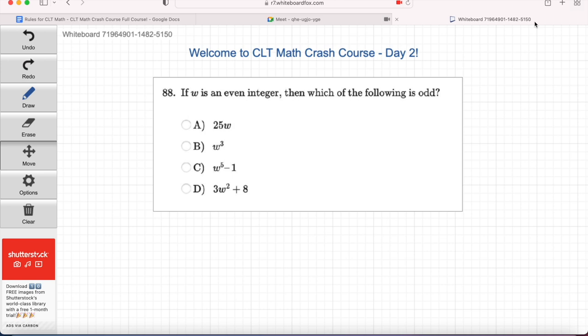Well, it's got to be an even integer. And as long as it's an even integer, okay, we're good. So give me an even integer. 4. We could do 4. That would totally work here.